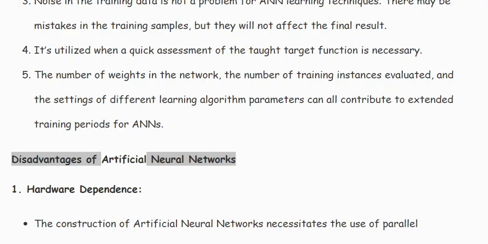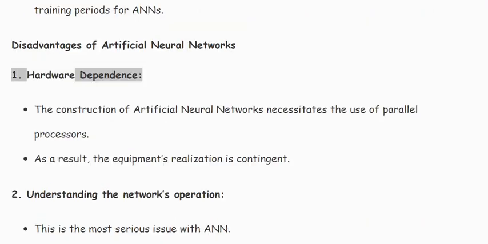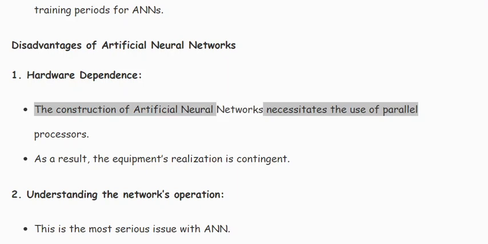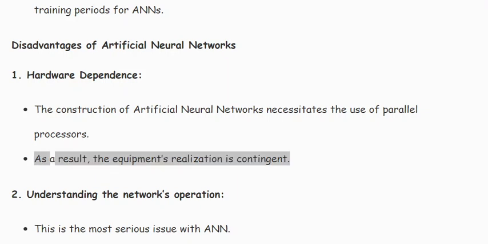Disadvantages of artificial neural networks. 1. Hardware dependence. The construction of artificial neural networks necessitates the use of parallel processors. As a result, the equipment's realization is contingent.